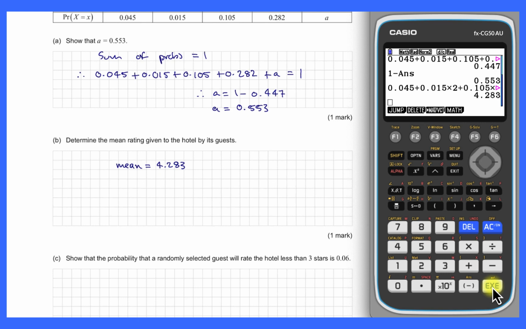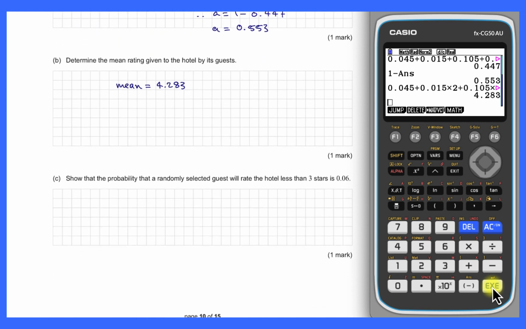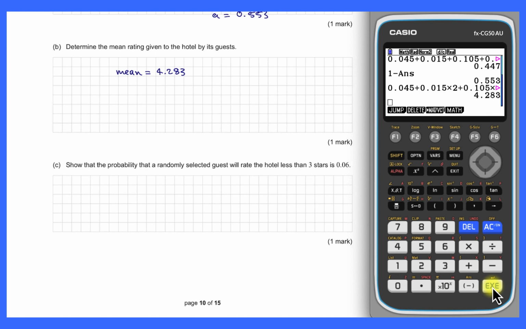Okay, so now we've got the mean. Next up, we're going to show the probability that a randomly chosen guest will rate a score less than 3. A score less than 3 obviously would be a score of 1 or 2. So that means we sum those two probabilities to get an answer of 0.06. Again, because this is a show question, it's important that we show at least some preliminary lines of calculation. Probably line 2 in that example would have done the trick.